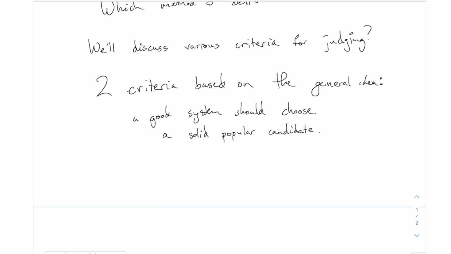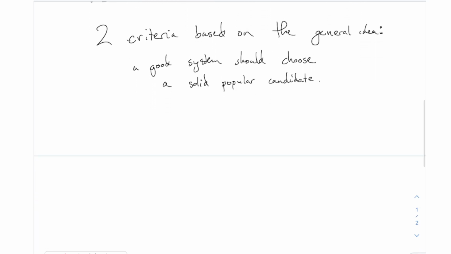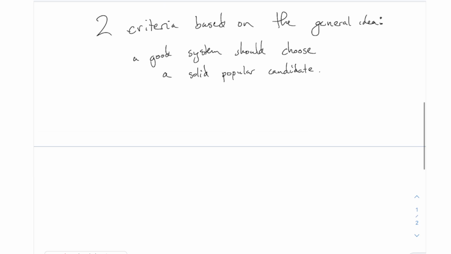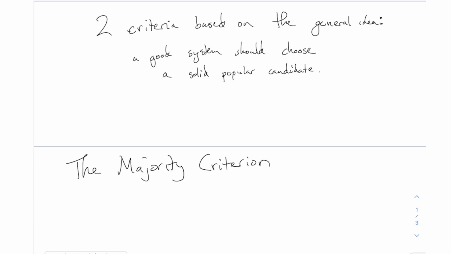There are two different ways that we could formulate that, and these different criteria have names. The first one is called the majority criterion. Criterion is the singular of criteria. What I'm about to say is basically, if a majority of the voters prefer somebody, then they should win. It's usually not the case that there is a majority who prefers somebody, but if there really is, then that person should be the winner.